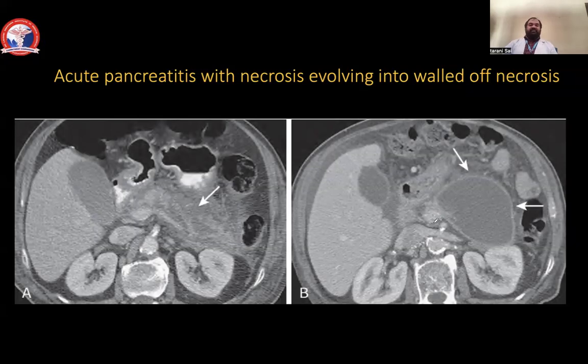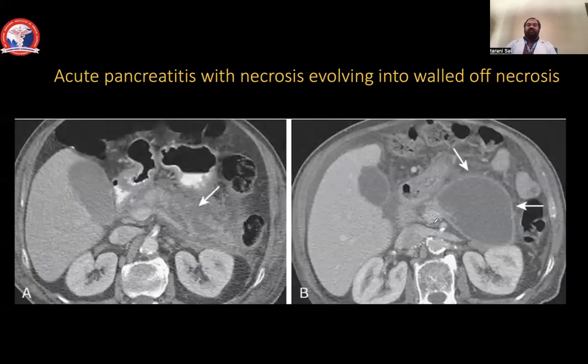Coming to a few cases, this is a case of acute pancreatitis with necrosis evolving into walled-off necrosis. Now, this is image A. This is a 50-year-old man who came with complaints of epigastric pain, showing an enlargement of the pancreas with peripancreatic fluid collection and areas of non-enhancement between the pancreatic tissue, suggestive of acute necrotizing pancreatitis. Its CT severity score came out to be 8 out of 10, which is a very poor prognosis.